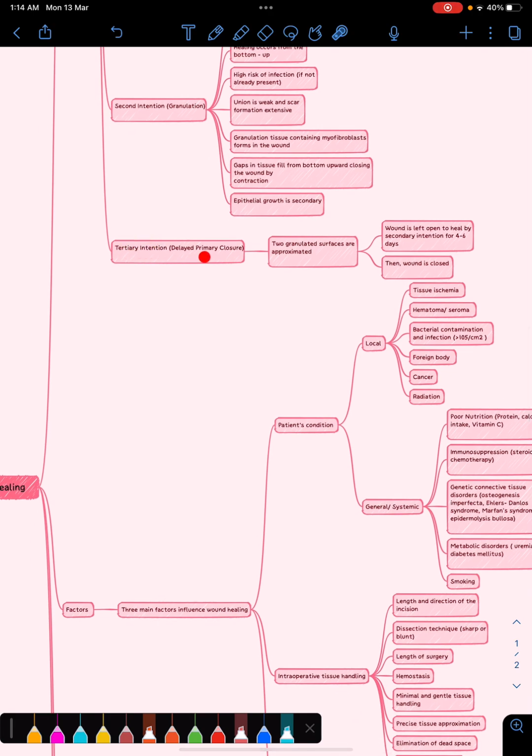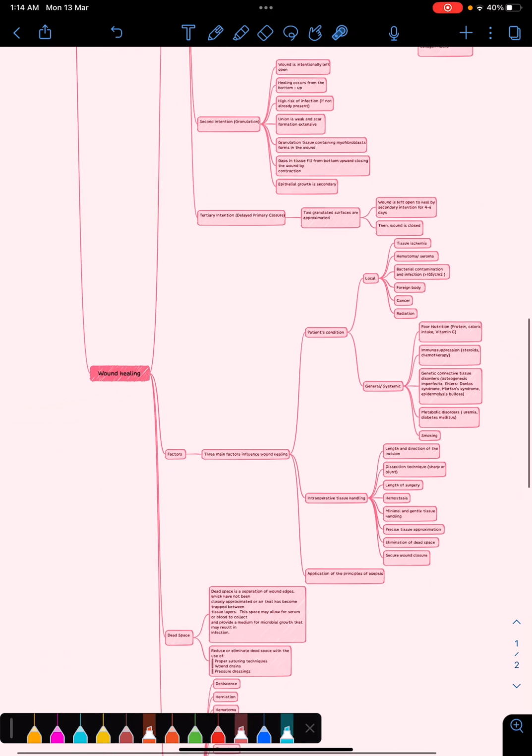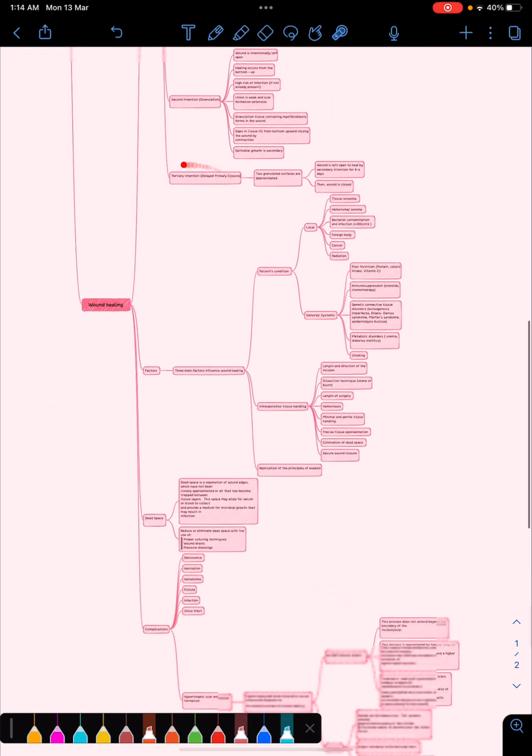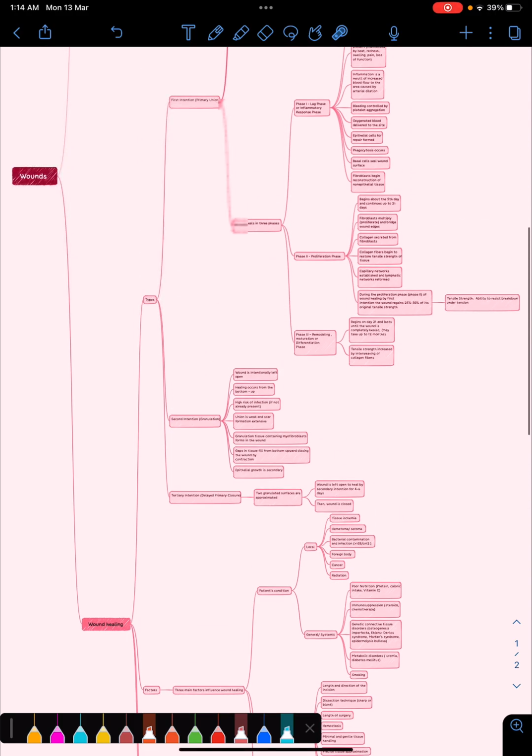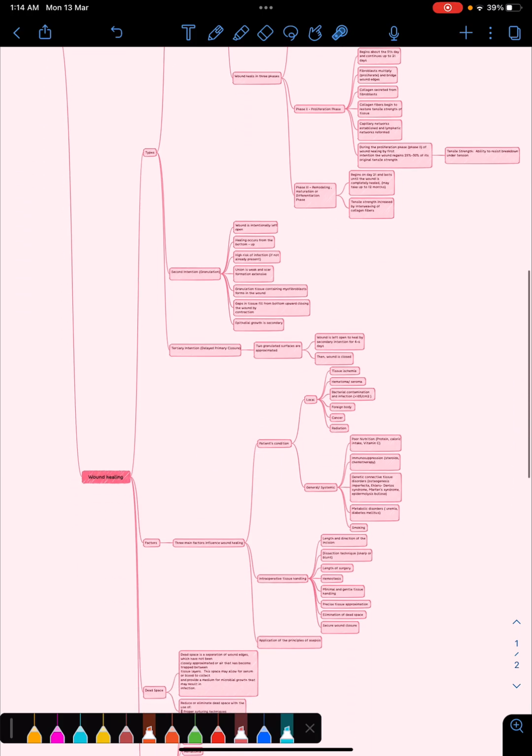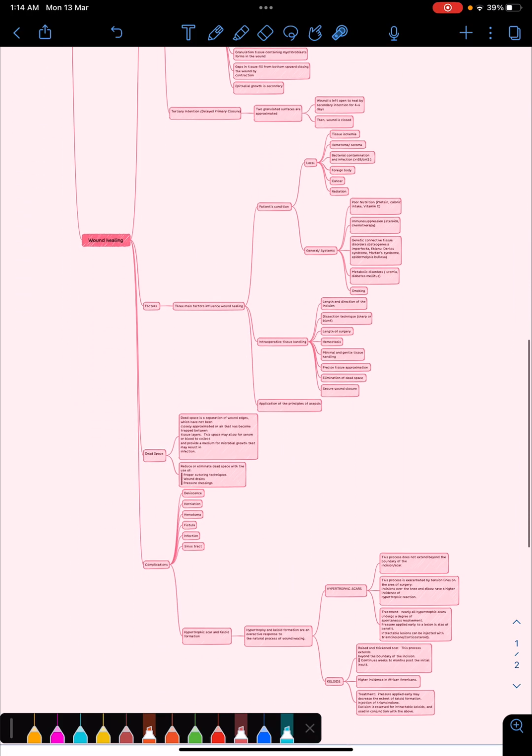Tertiary intention is delayed primary closure. Two granulated surfaces are approximated. The wound is left open to heal by secondary intention for 6 days, and then the wound is closed. Okay, this is the tertiary, the secondary, and the primary or first intention. These are the types of wound healing, right?